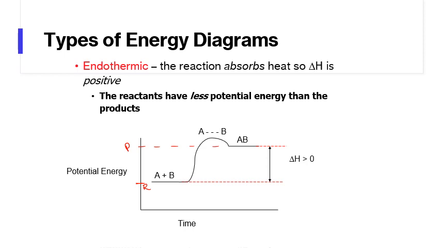So when you take the difference, the energy of the product minus the energy of the reactant will be a positive value. So that means delta H is going to be greater than 0. So we can mark the delta H, the difference between the energy levels of the reactant and the product. So that will give us the enthalpy change for the endothermic reaction.